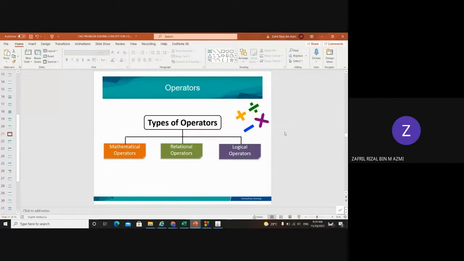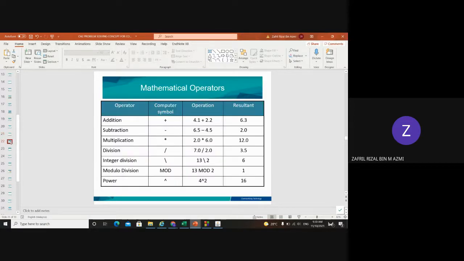Okay. Then types of operator. We have mathematical operator, relational operator, and logical operator. These are the only operators covered in programming. Although it is just three, there is a long list. So first we are going to look at the mathematical operator. So what is a mathematical operator?